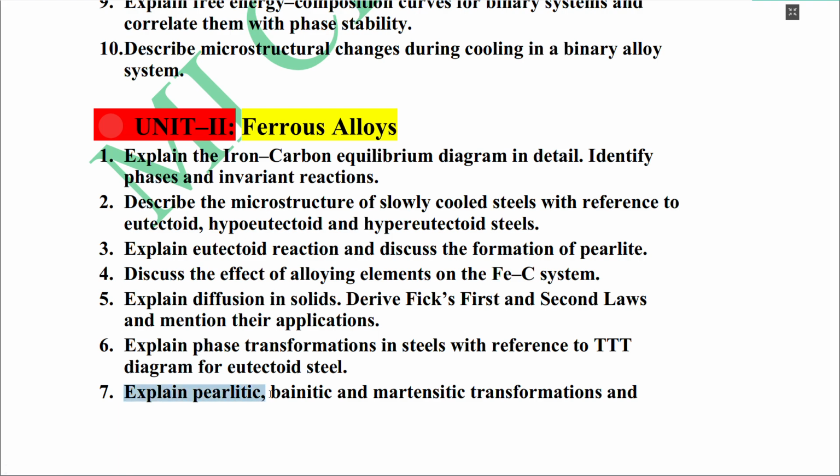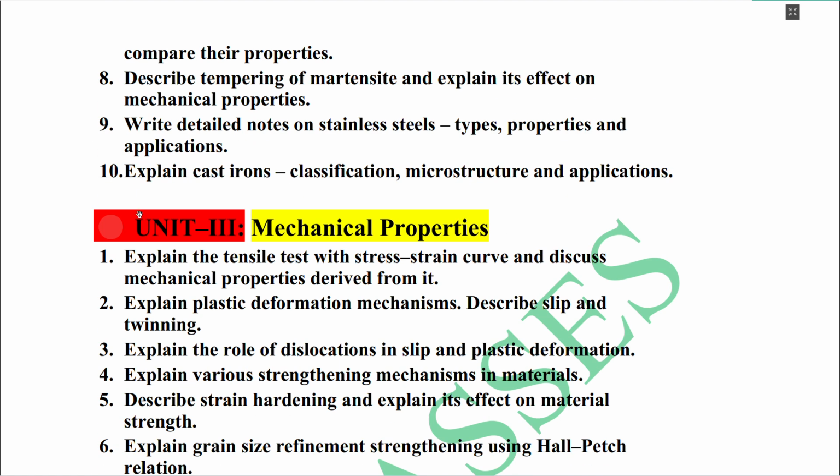Question number 7. Explain pearlitic, bainitic and martensitic transformation and compare their properties. The next question is: describe tempering of martensite and explain its effect on mechanical properties. The next question is: write detailed notes on stainless steel, types, properties and applications. The last question of unit number 2 is question number 10. Explain cast irons, classification, microstructure and applications.